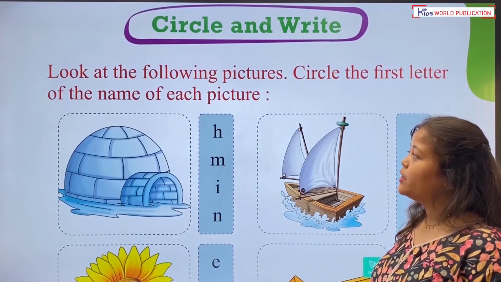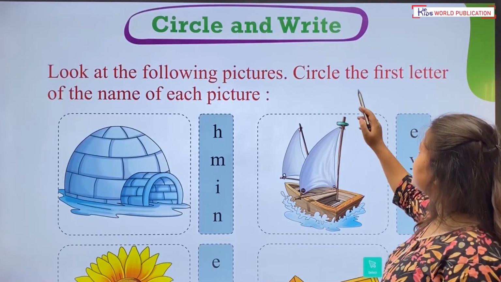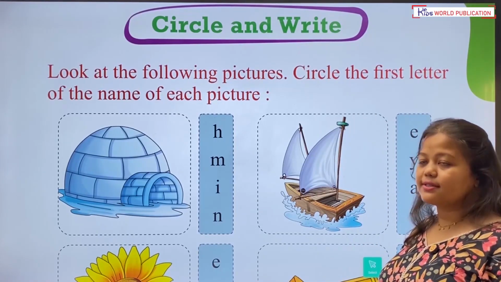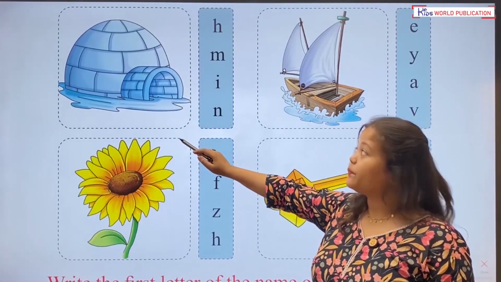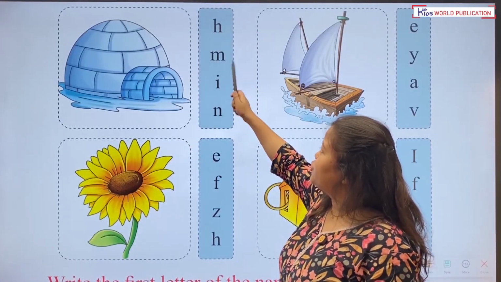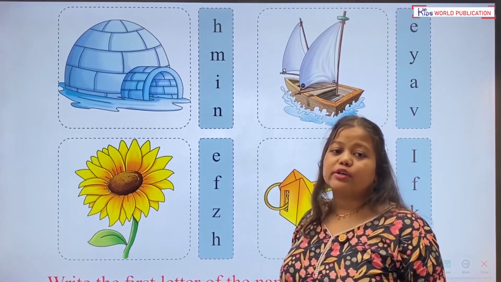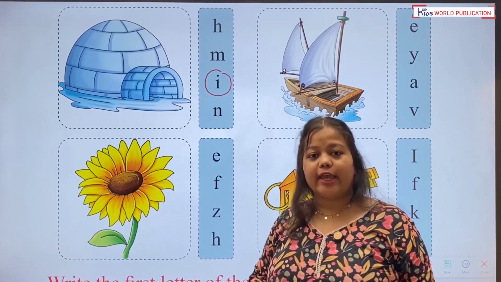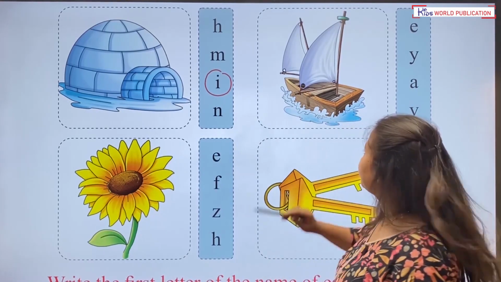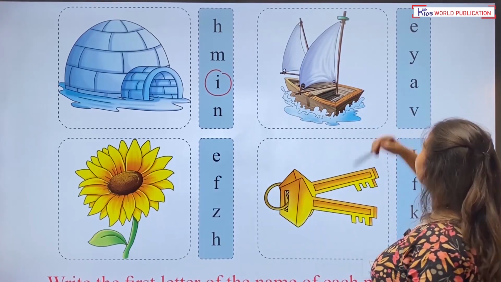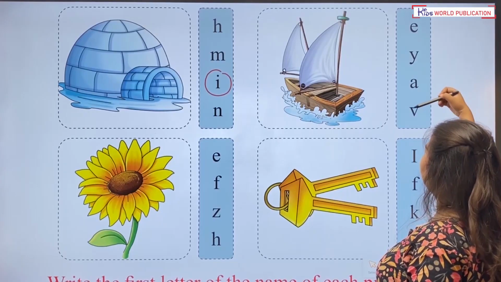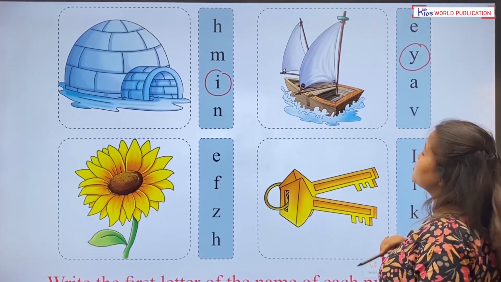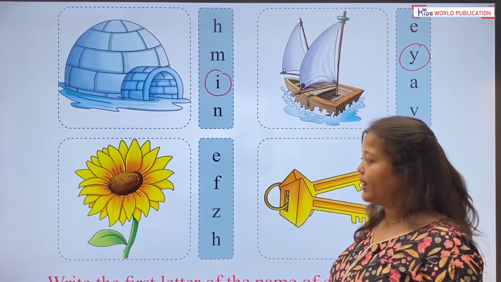Circle and write. Look at the following pictures. Circle the first letter of the name of each picture. This is igloo. H, M, I, N. So the right answer is I, because igloo starts with letter I. This is yak. E, Y, A, V. So the right answer is Y, because yak starts with letter Y.